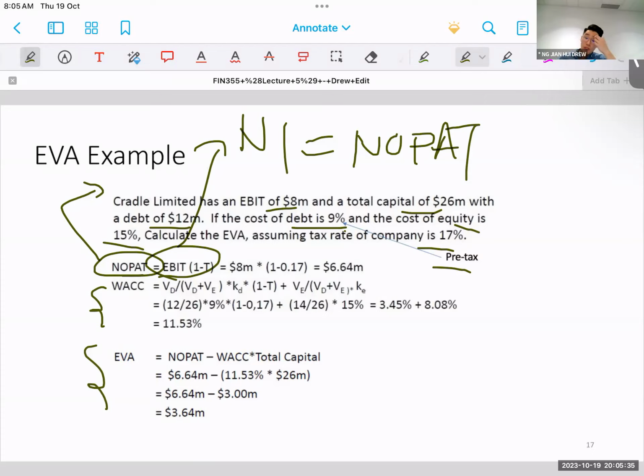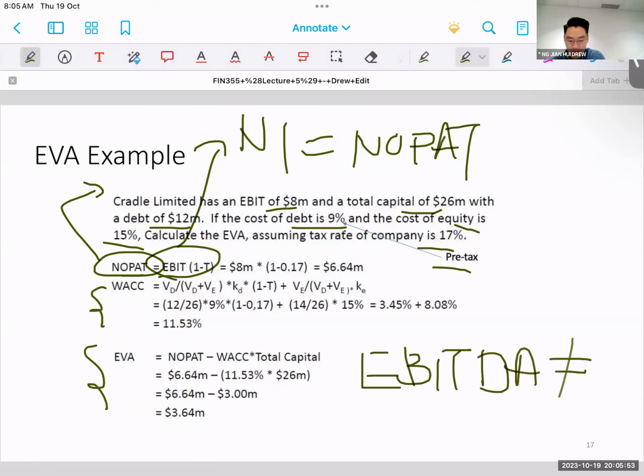Okay, so usually it's EBITDA, right? So what do you mean by that? I think I know what you mean, but I just want to understand it. What do you mean usually? Okay, no. So that's a good question. So EBITDA is not equals to NOPAT.